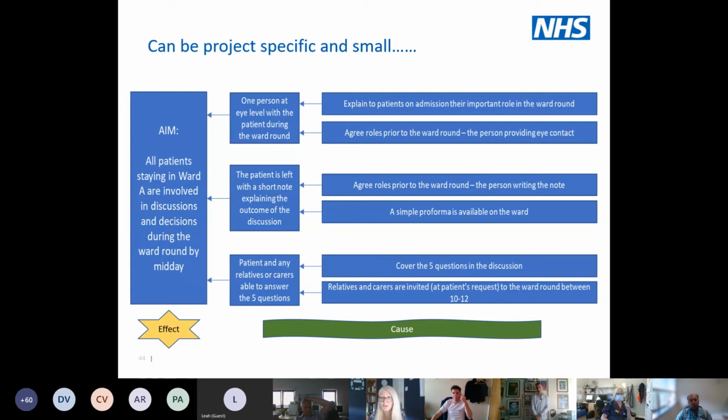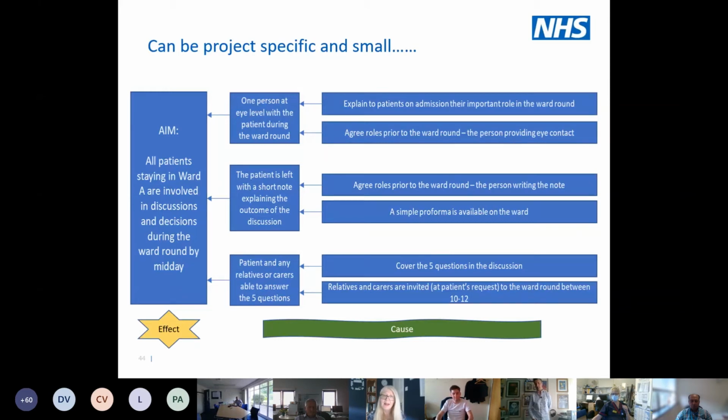So I just thought you could do something small for your particular project. I'll just have a sip of water. So the example I gave you, I think I gave it on the launch event, was that all patients staying in the ward are involved in discussions, decisions during the ward round by midday. So a little bit of time in there, but a really distinct aim of what you're trying to do.